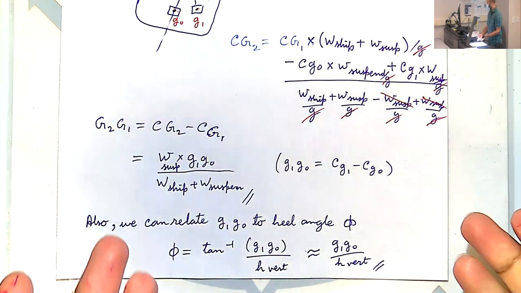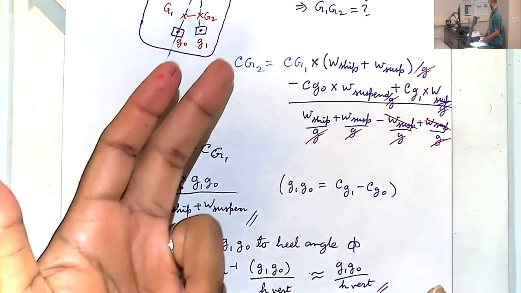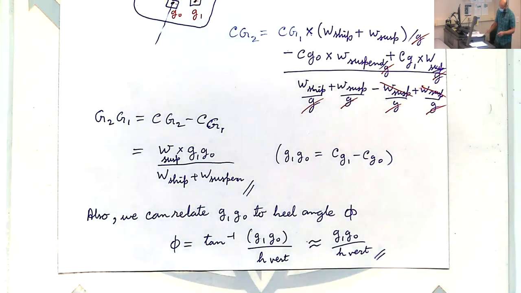Okay, so again, you see we use the same exact concepts of mass moving from one place to another. What's the combined center of gravity? Any questions?